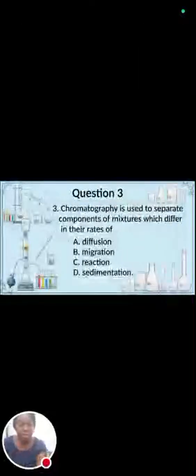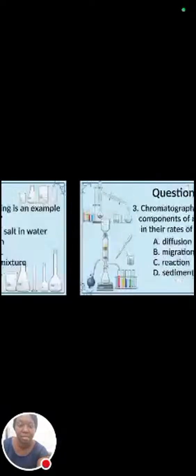Question number 3. Chromatography is used to separate components of mixtures which differ in what? In rate of migration. The rate at which the content of the mixture migrates is what you use in separating it by chromatography.